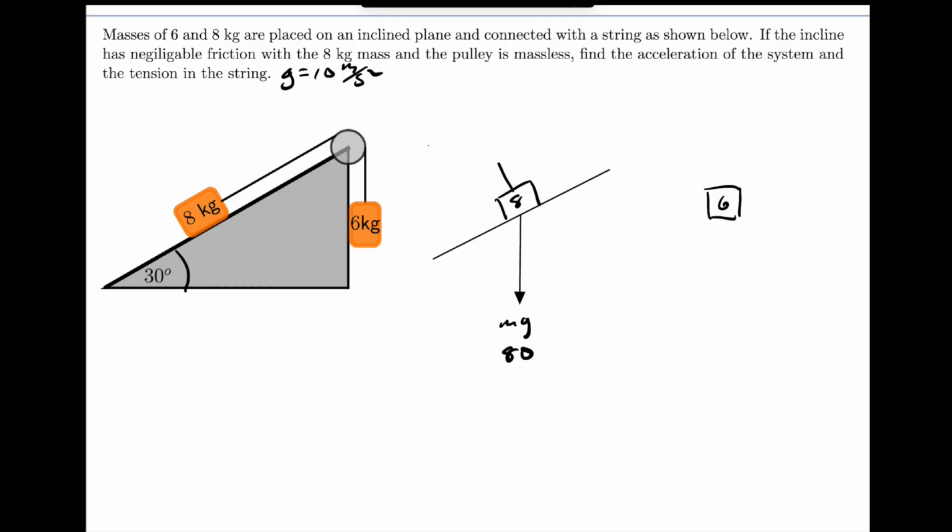Now, I also have force normal in that direction, okay? So we'll call that Fn. And then there's also a tension pulling this mass up the ramp. So we'll call that T, okay?